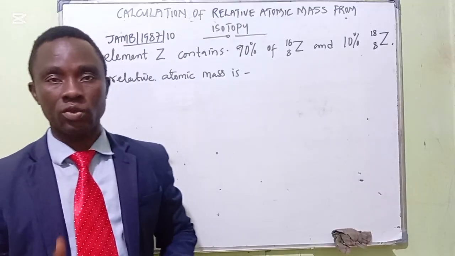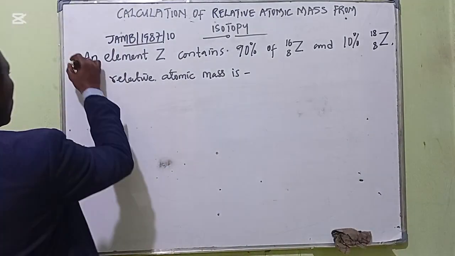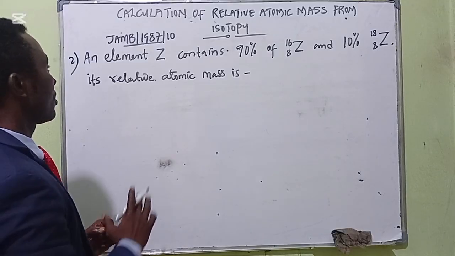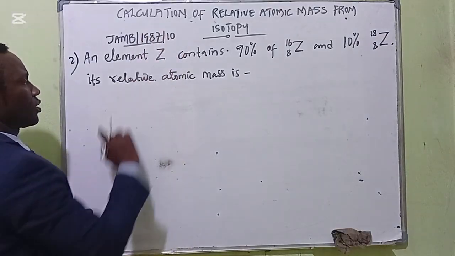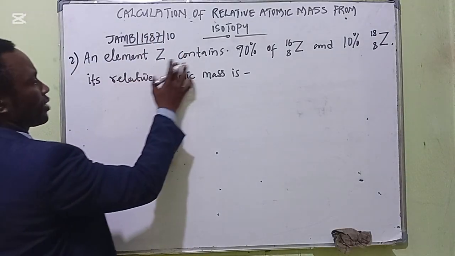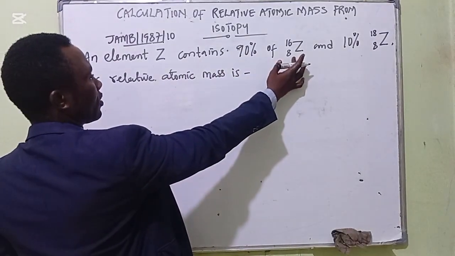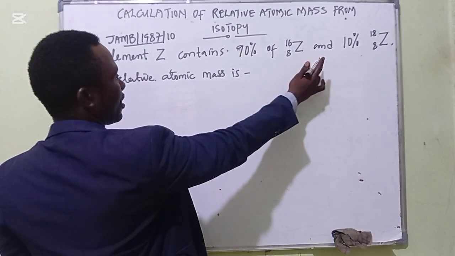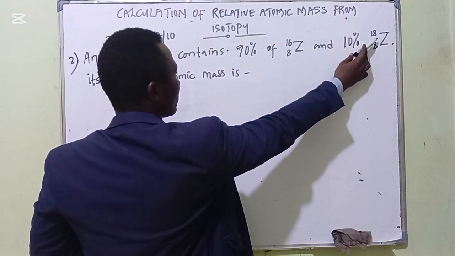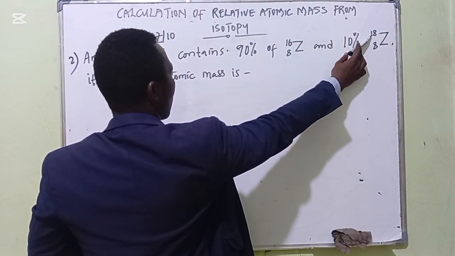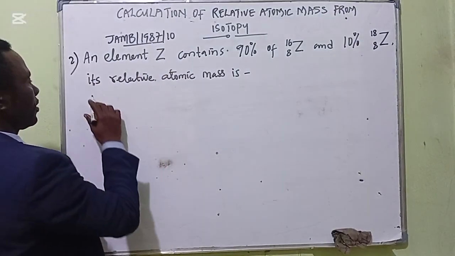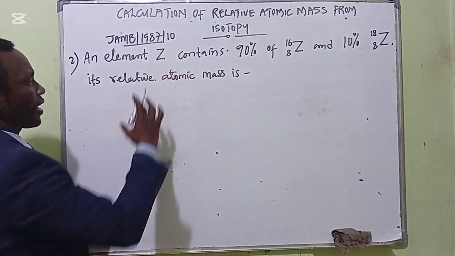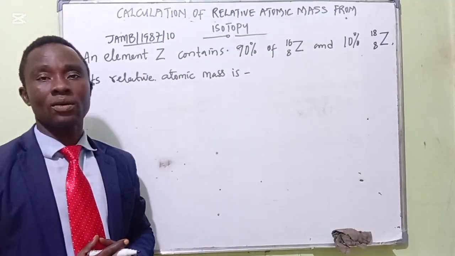So let us take question 2. Question 2 is coming from JAMB past question, that is UTME 1987 question 10. It says an element Z contains 90% of Z with atomic number 8 and mass number 16, and 10% of Z with mass number 18. Its relative atomic mass is dash. So we are required to find the relative atomic mass of Z.